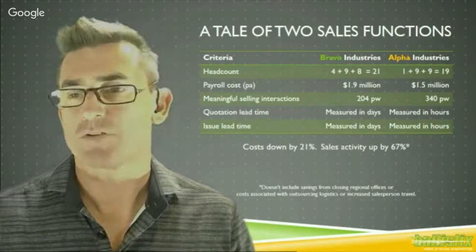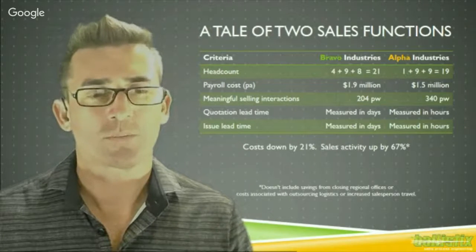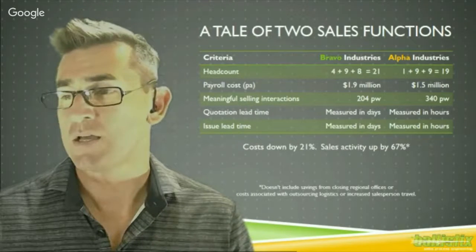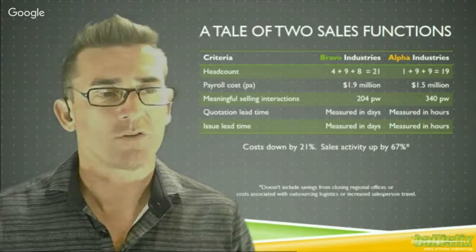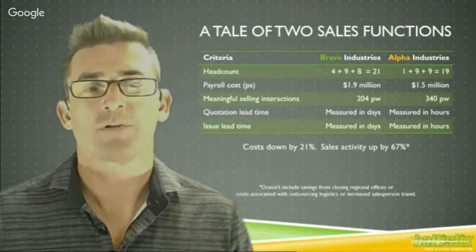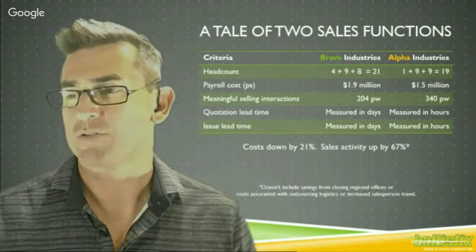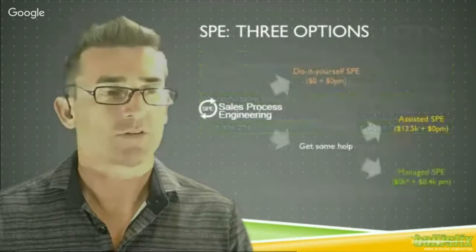And really, at Ballistics, when organizations work with us on the implementation of SPE, what they're really doing is working with us to transition their sales model from the Bravo example to the Alpha example. It's just as simple as that.